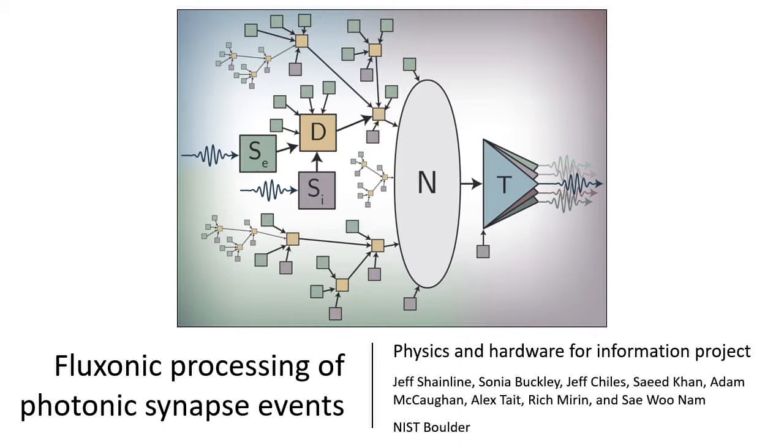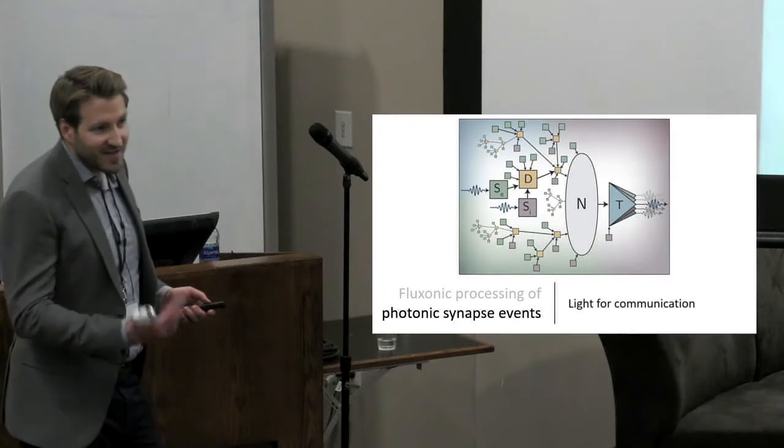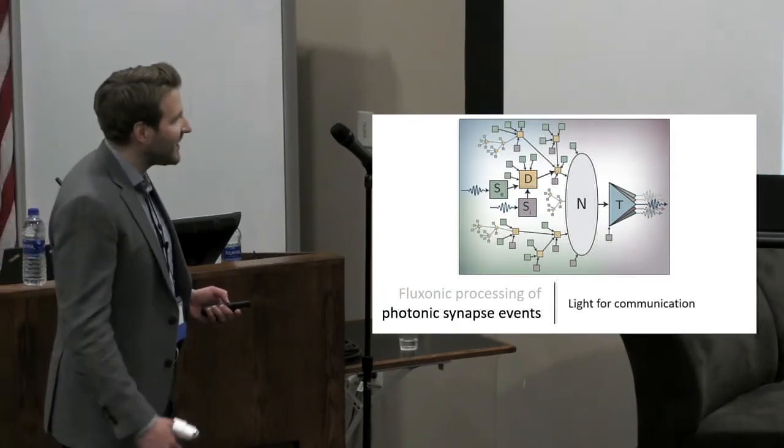So let me break down my title so you can understand what I'm talking about here. First of all, I say synapse events. So clearly I'm talking about, well, I say synapse, so neural networks, but also events. So I am talking about spiking neural networks. It's not obvious that spiking neural networks are the best path to general intelligence, but that's a conjecture that I make. I say photonic synapse events because I am interested in using light for communication. So I'll talk a fair amount about that.